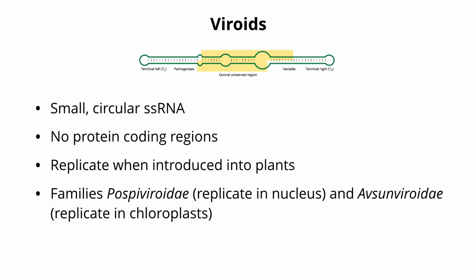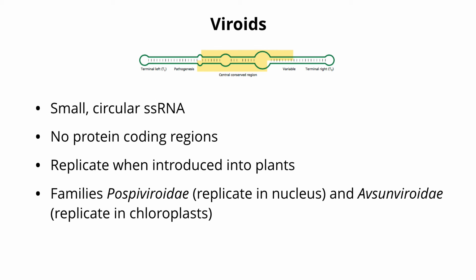But when you take this viroid RNA and you put it into a plant, it replicates. And you can see these viroids tend to have extensive base pairing. So even though they're single-stranded circles, they're more rod-like in appearance because they have a lot of base pairing.